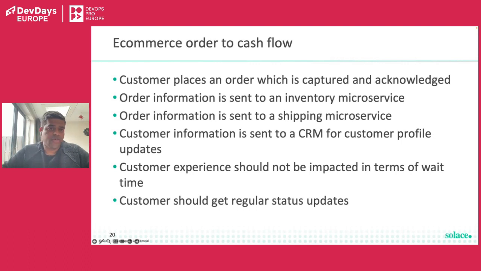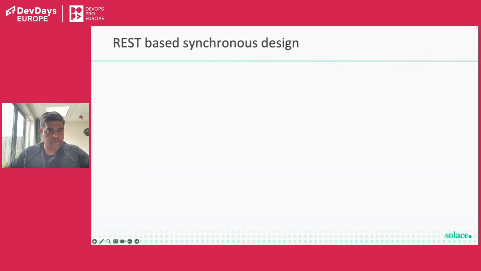The order information is sent to an inventory service, a shipping service. It's sent to a CRM for customer profile updates. One of the NFRs, or the non-functional requirements, is that the customer experience should not be impacted in terms of wait time. And of course, one of the functional requirements is that the customer should get regular status updates. How will you design this in a REST-based synchronous design or a microservice design?